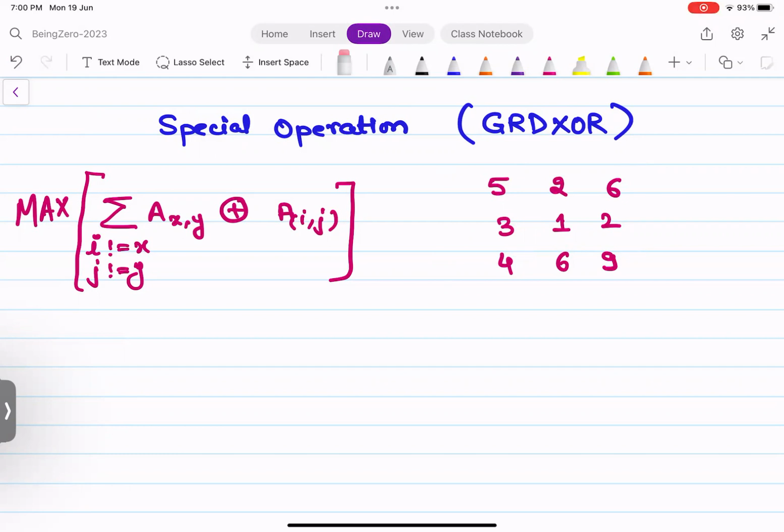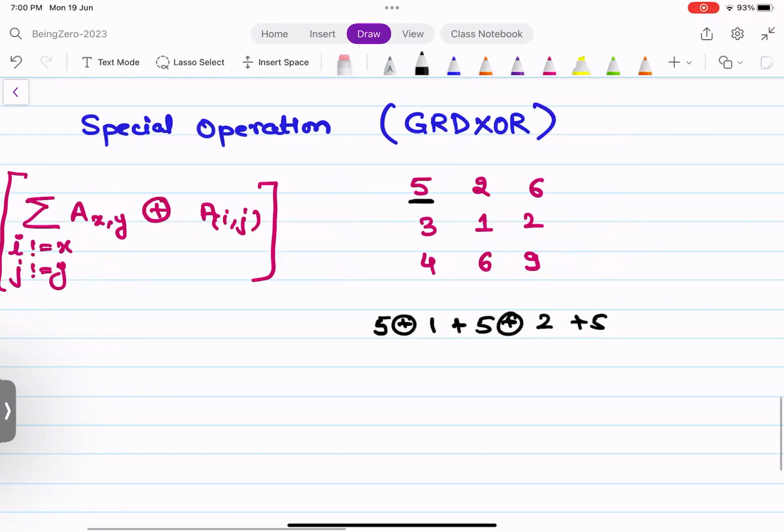Let's say I just want to expand and write that for every number. For 5, what will this value be? 5 XOR 1 plus 5 XOR 2 plus 5 XOR 6 plus 5 XOR 9. Because for 5, we don't have to take this row and this column, the rest of the 4 numbers are applicable, right? Okay. Let's go to the other one.